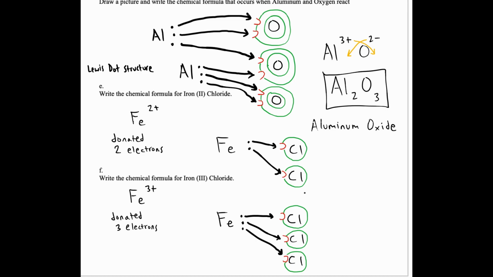And we get a little bit different chemical formula for each of these. This one's going to be FeCl2, and this one will be FeCl3.